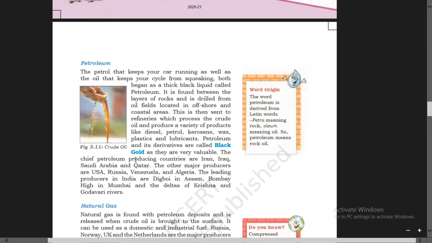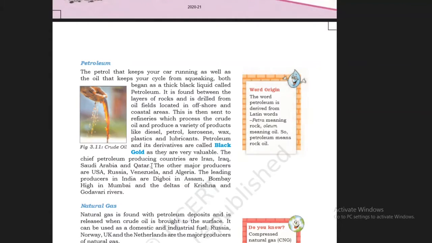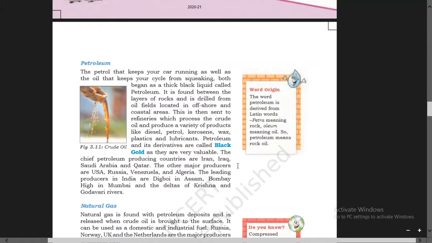The chief petroleum producing countries are Iran, Iraq, Saudi Arabia, and Qatar. So these are the chief petroleum producing countries in the world. The other major producers are USA, Russia, Venezuela, and Algeria. The leading producers in India are Digboy in Assam, Bombay High in Mumbai, and the deltas of Krishna and Godavari rivers.